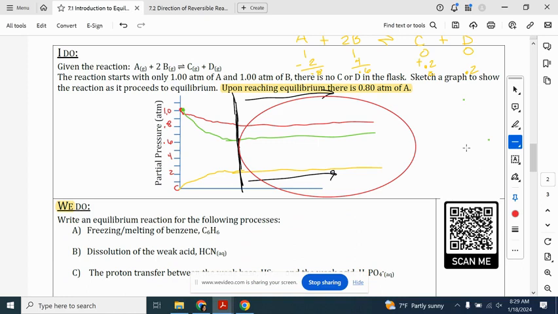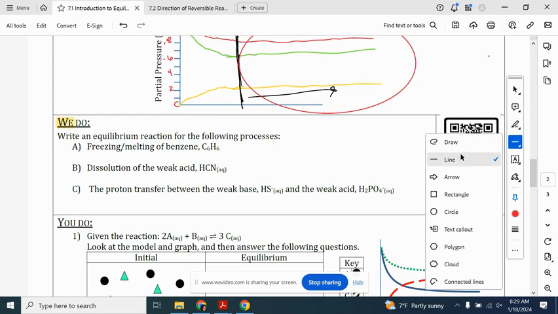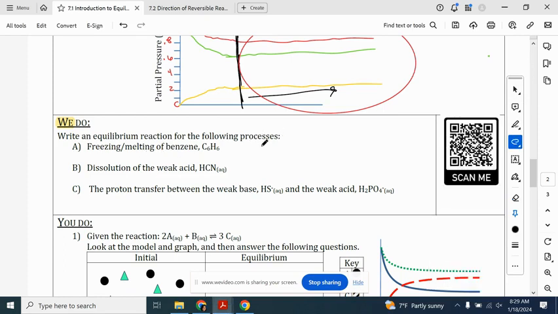All right, let's keep going here. Write an equilibrium reaction for the following processes. Oh, I have line selected. I need to draw. There we go. So freezing and melting of benzene. So freezing, C6H6.